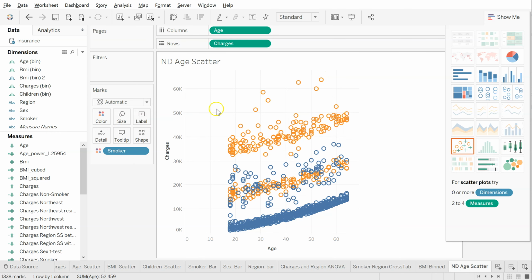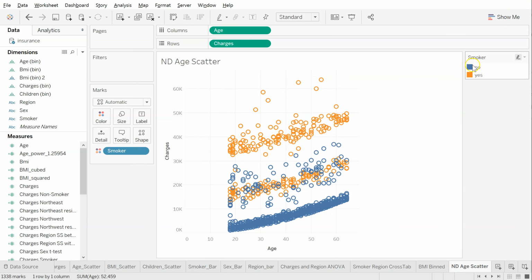Everybody up here in this high area is orange. Meaning what? Well, let me minimize that. Here's our legend. Orange are yes, blue are no. So when we look at three variables like this, again, charges are labeled, and we have two features, age and smoker. There are a couple ways we can interpret this.